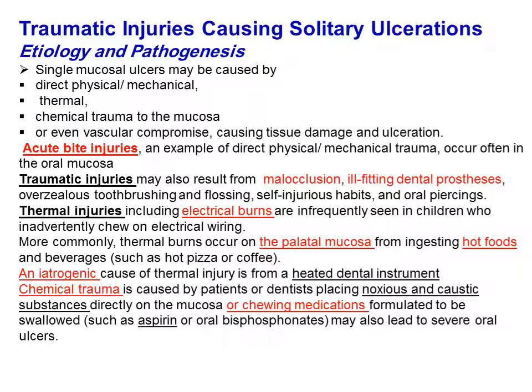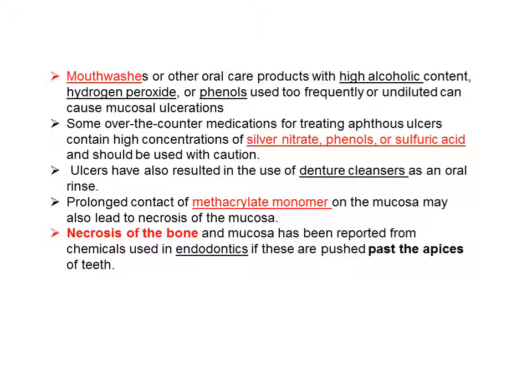Chemical trauma may be caused in the clinic when the dentist places noxious and caustic substances directly on the mucosa, or by chewing medication before swallowing, for example aspirin or bisphosphonate, which may also lead to a severe ulceration. Mouthwashes and other oral care products with high alcohol content, hydrogen peroxide, or phenol, used too frequently or undiluted, can cause mucosal ulceration.